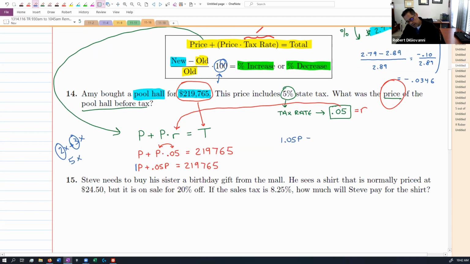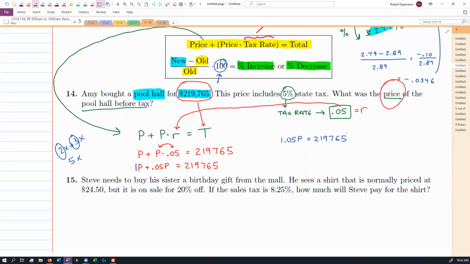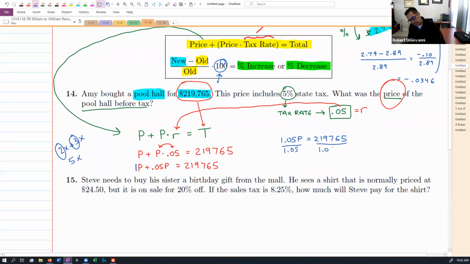P equals, and then 219,765. Any questions on that step? No? What would my last step be? Divide. Divide by 1.05. So you get P is equal to, so I need my calculator, 219,765 divided by 1.05. We should get $209,300.